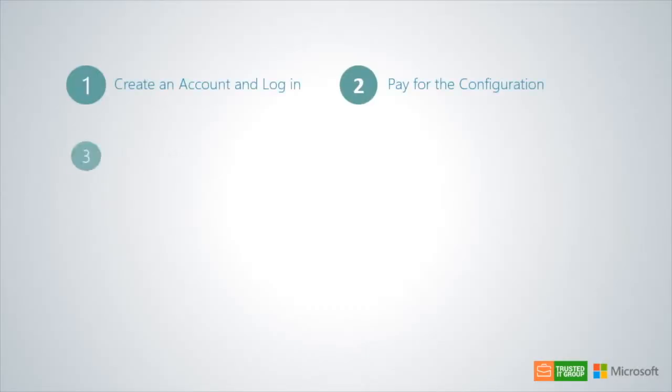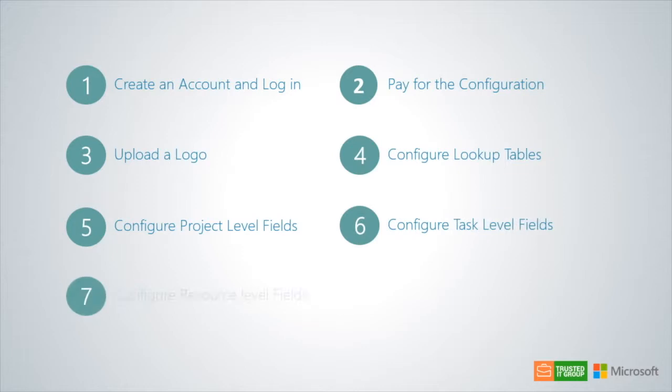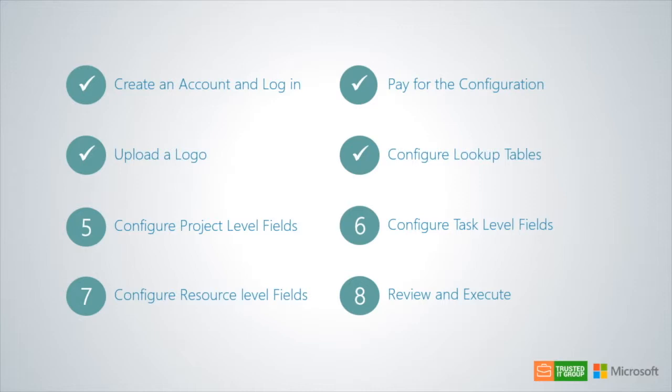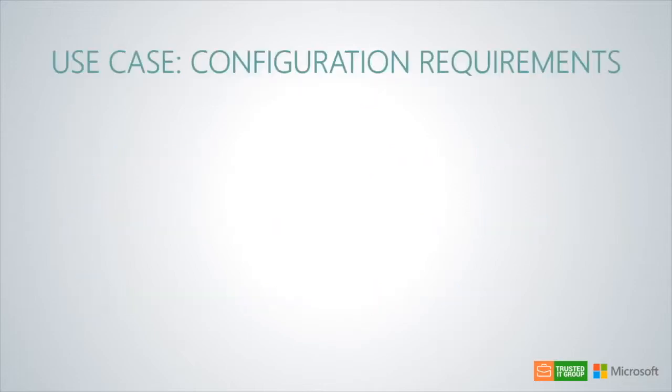To recap the previous tutorials, we explained the 8 steps involved with using the configuration wizard. Up to this point, we have completed steps 1 through 4. In this tutorial, we will review our use case configuration requirements and discuss how to configure project-level custom fields in step 5 of the configuration wizard solution.